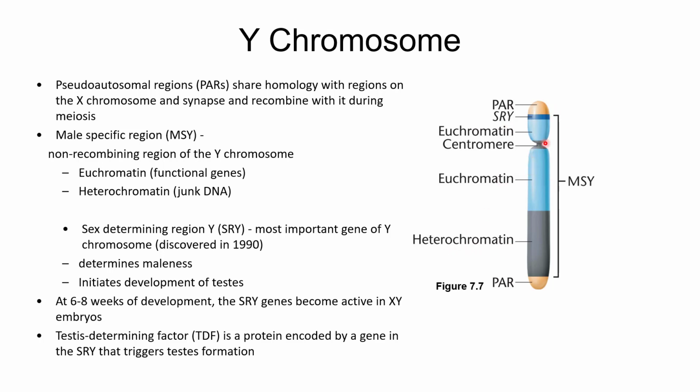Within the euchromatin area, the most important region is this SRY region. This stands for the sex-determining region on the Y chromosome. It really is a fairly recent discovery. It wasn't discovered until 1990. And this is the region that contains the gene. The gene is the testes determining factor. It's a protein that triggers the testes to form during embryonic development.